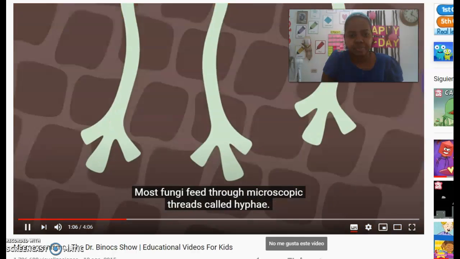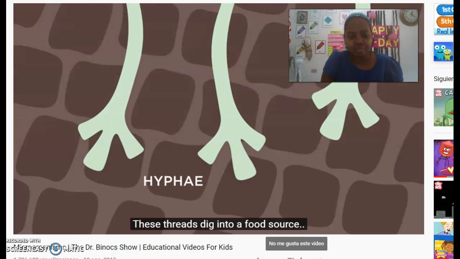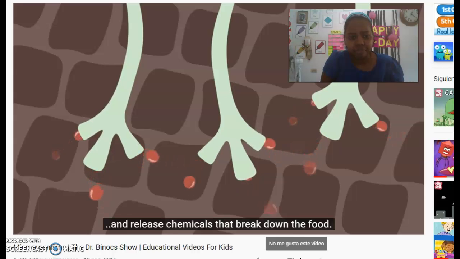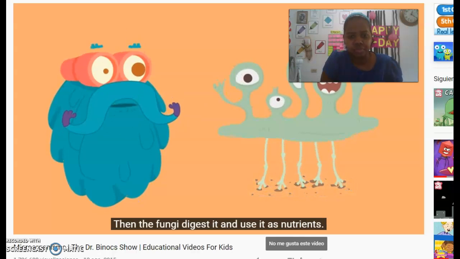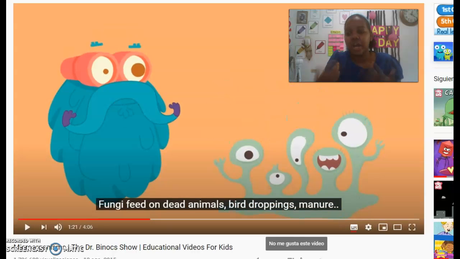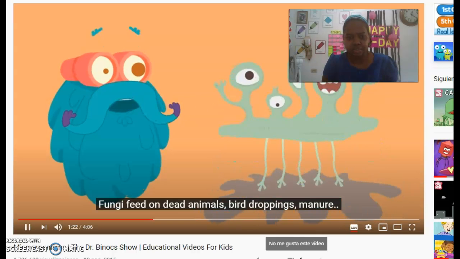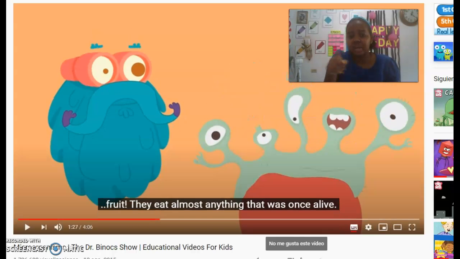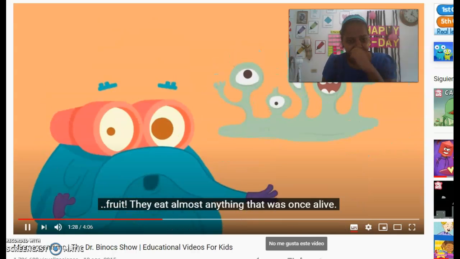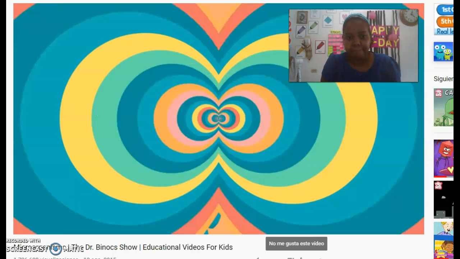Most fungi feed through microscopic threads called hyphae. These threads dig into a food source and release chemicals that break down the food. Then the fungi digest it and use it as nutrients. Fungi can be found in dead animals, and also in some fruit, vegetables or food that is in decomposition. Dead animals, bird droppings, manure, fruit. Look, you can find fungi in your fruits. They eat almost anything that was once alive.